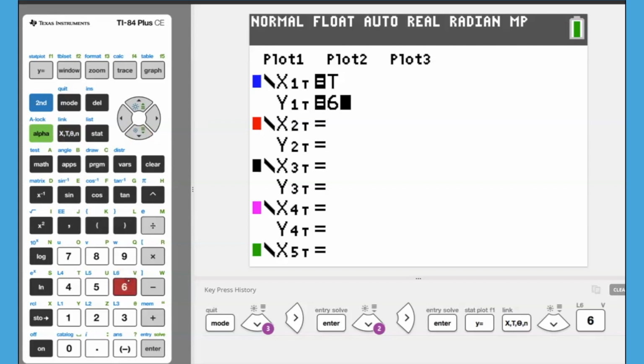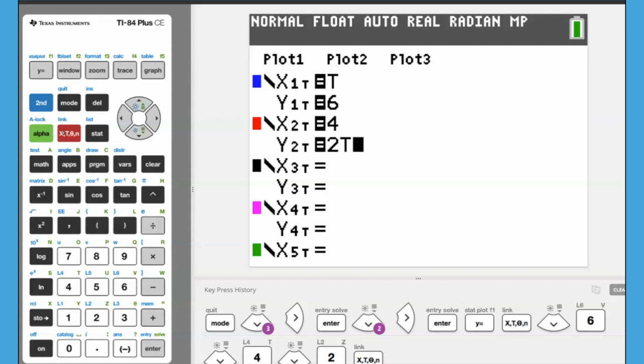So Lauren's is x is t and y is 6. Okay, and Alex's, and I'm putting him in the x2, y2, is x is 4, and his y is 2t. And you'll notice I'm just hitting that variable button that before would have given us an x, and now in this mode will give you a t for that parameter.